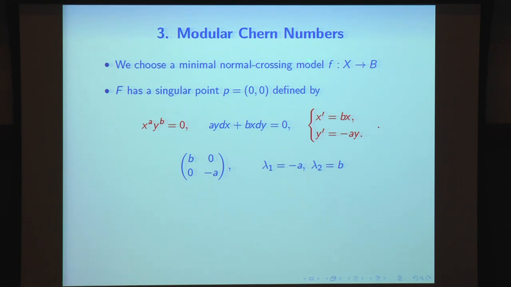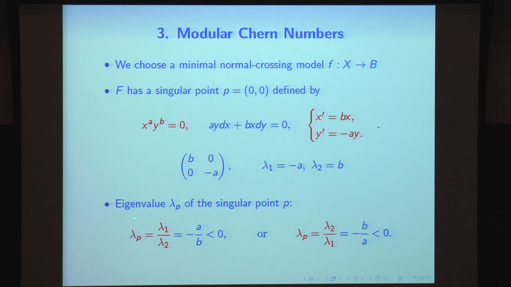Because this differential equation is not uniquely determined, x and y, the local equation. But the eigenvalue of this one, this notation, is a good invariant of the singular point. So we use lambda_p to denote this. This is called the eigenvalue of the singular point of the fiber at the singular point p. So this is a negative rational number. We can also define this by this one. Both are called the eigenvalue of the singular point.